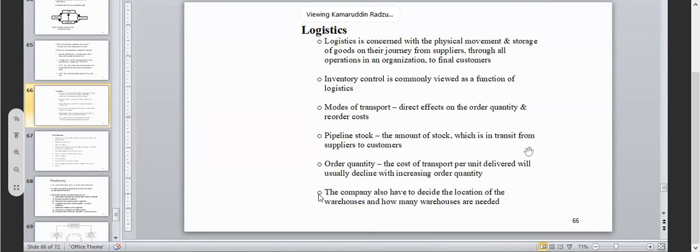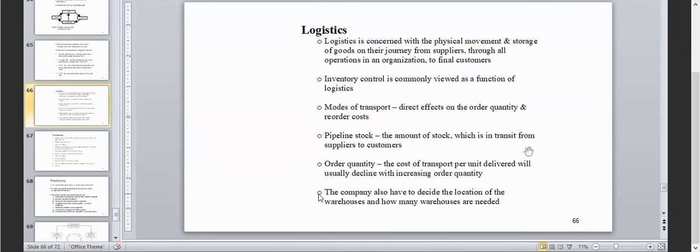So logistic is concerned with the physical movement and storage of goods on their journey from supplier through all operations in the organization to the final customer. So it's about movement of goods from one location to another location. And under logistic, inventory control is commonly viewed as one of the functions of logistic.